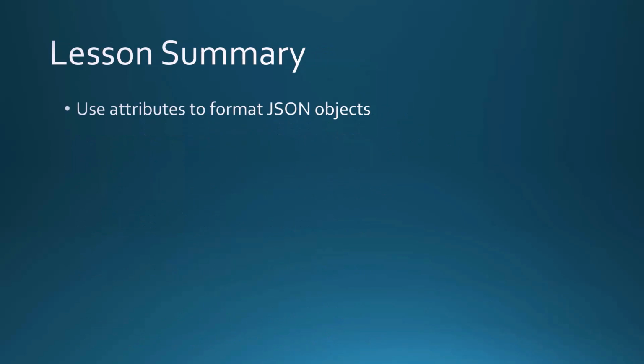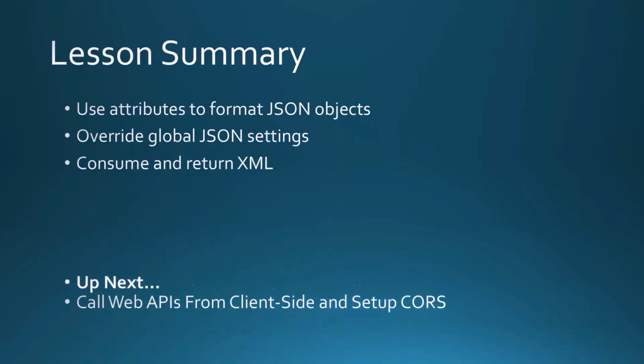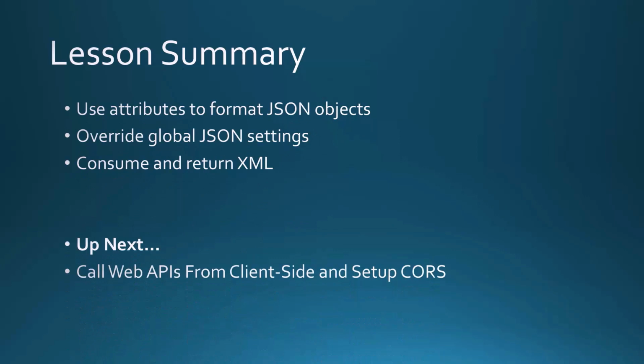In this lesson, we talked about attributes to help us format JSON objects, overriding global JSON settings, and consuming and returning XML. Coming up next, call web APIs from the client side and set up CORS.